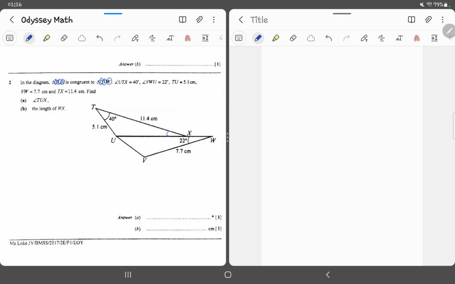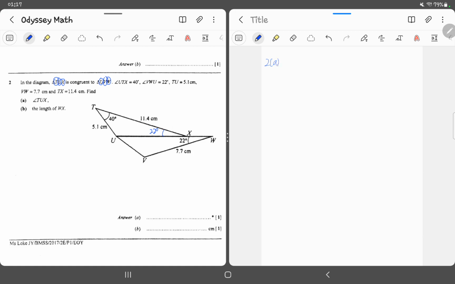Notice how I actually circle the alphabets in order. Let me do it one more time. Angle TXU equals angle UWV. So angle UWV is actually 22 degrees. So what I can see is that based on the congruency of the triangle, angle TXU is 22 degrees.